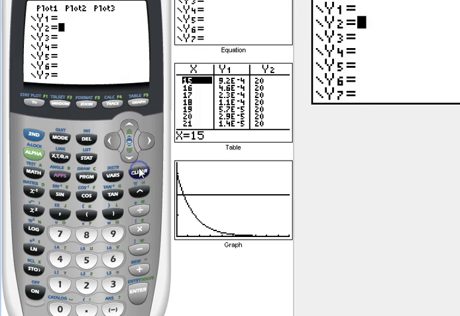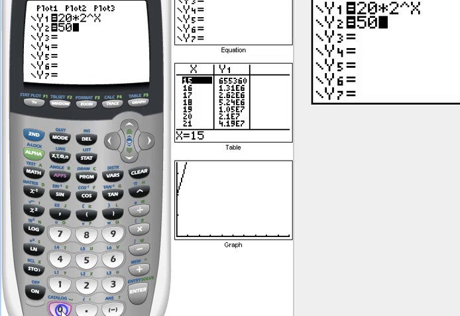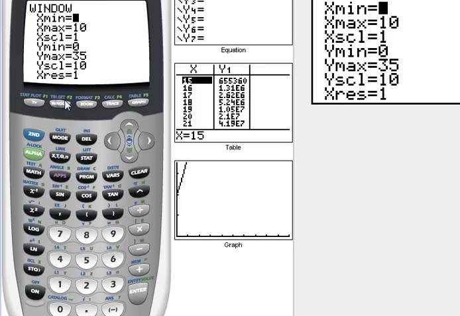So let's graph what we've got. Let's clear out what we had before. We now have 20 cells. It's doubling, so it's times 2 to the x. And then we want to know when y equals 5,000. We're definitely going to need to change our window for this. Our y max was only set at 35. Let's get it over 5,000. Let's do 5,500.